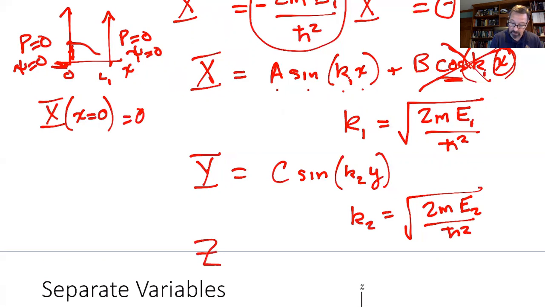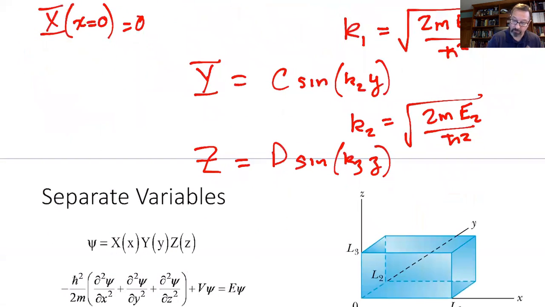And again, z is going to be equal to the next constant up, let's call it D, and then sine of k3 times z. And k3 will be equal to the square root of 2 times the mass times E3 over h bar squared.